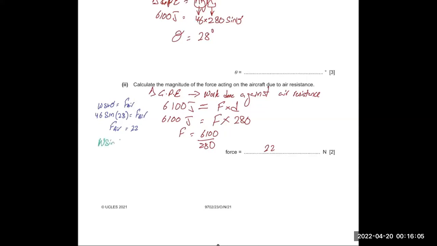W sine theta minus F air is equal to MA. If you have the value for acceleration, use that value for acceleration. You can do it that way. Our value of acceleration was zero. So W sine theta minus the force due to the air resistance is equal to zero, or W sine theta is equal to F air, the force due to air resistance. Is this clear now?